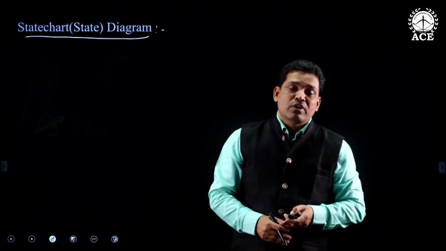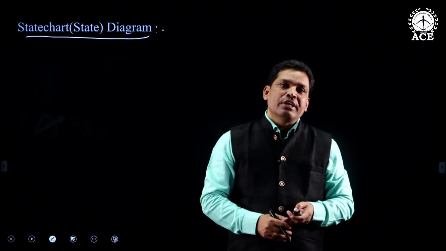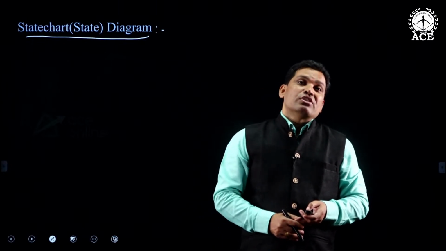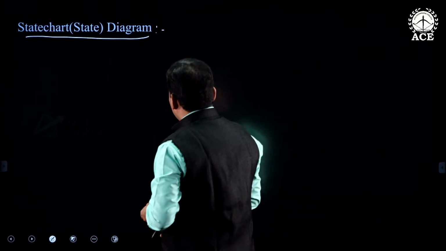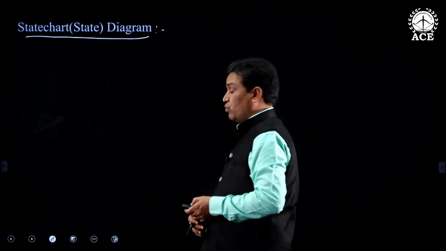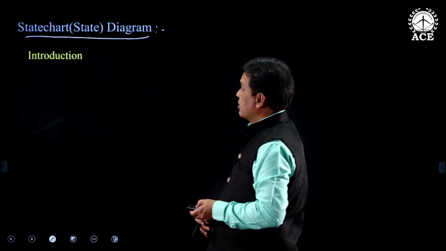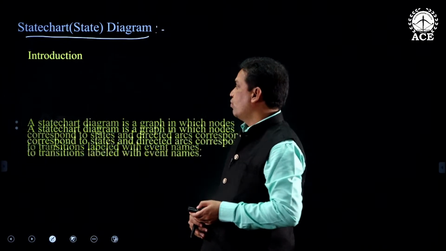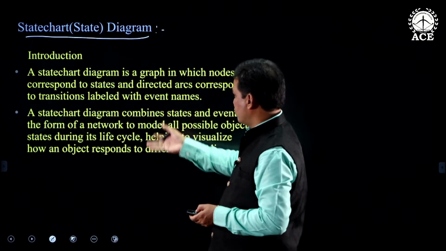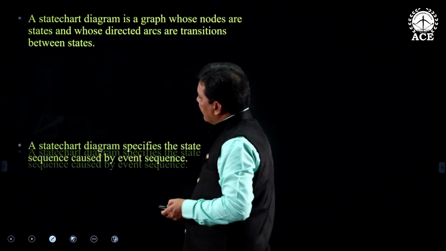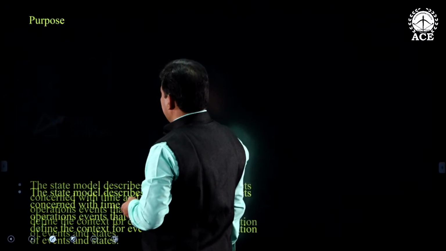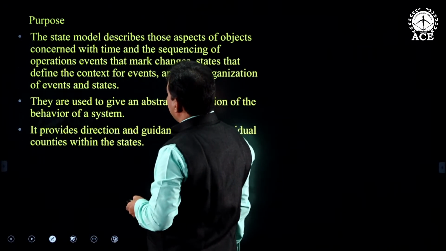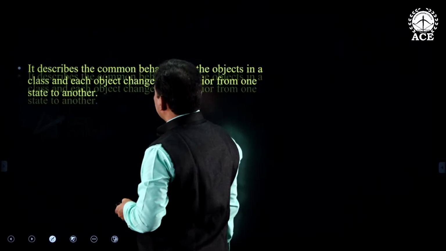State chart diagrams are used for modeling the behavior of a single object. That is the purpose of a state chart diagram. It is used to model the dynamic view of a software system. We had discussed all this, right? And we are going to model a state chart diagram for an ATM application.